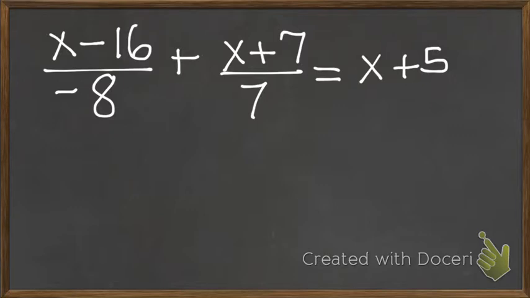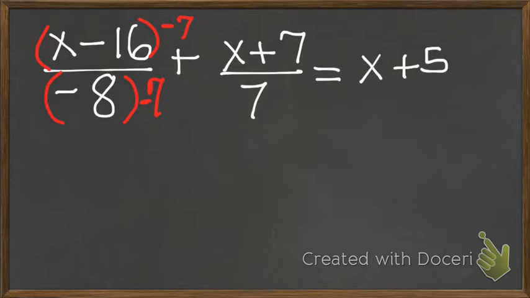Negative 56 is the lowest common denominator. Negative 56 divided by negative 8 goes into there 7 times. So we put a 7 on the bottom. I'm sorry, a negative 7, because we said negative 8 can go into negative 56 negative 7 times. And then a negative 7 on the top.